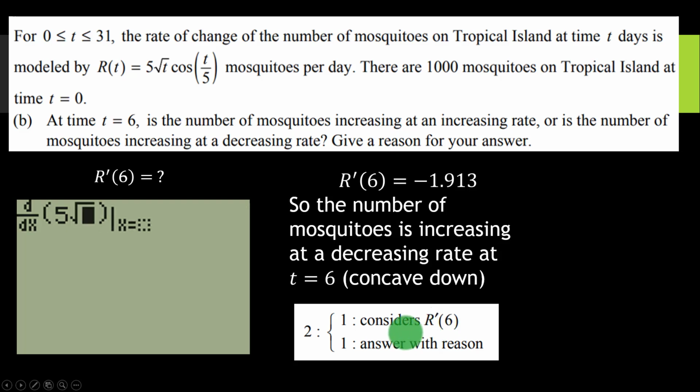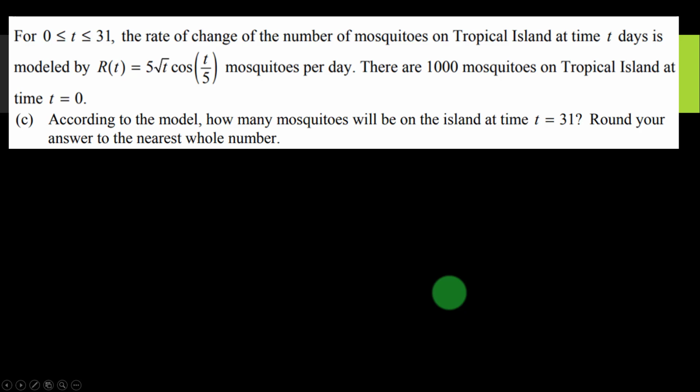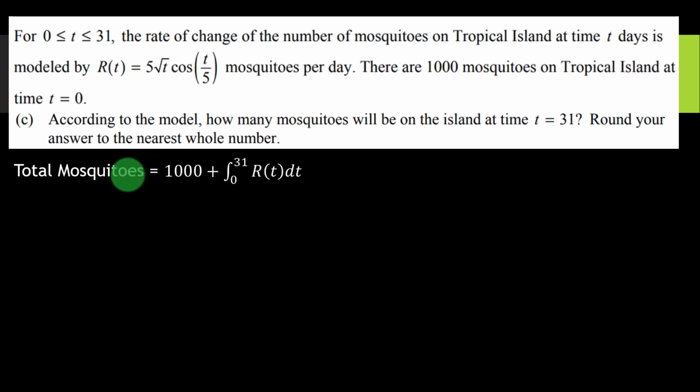So there's 2 points. We get 1 for considering r prime of 6, and 1 for our answer with the reason. Part C, according to the model, how many mosquitoes will be on the island at time equals 31? Round your answer to the nearest whole number.